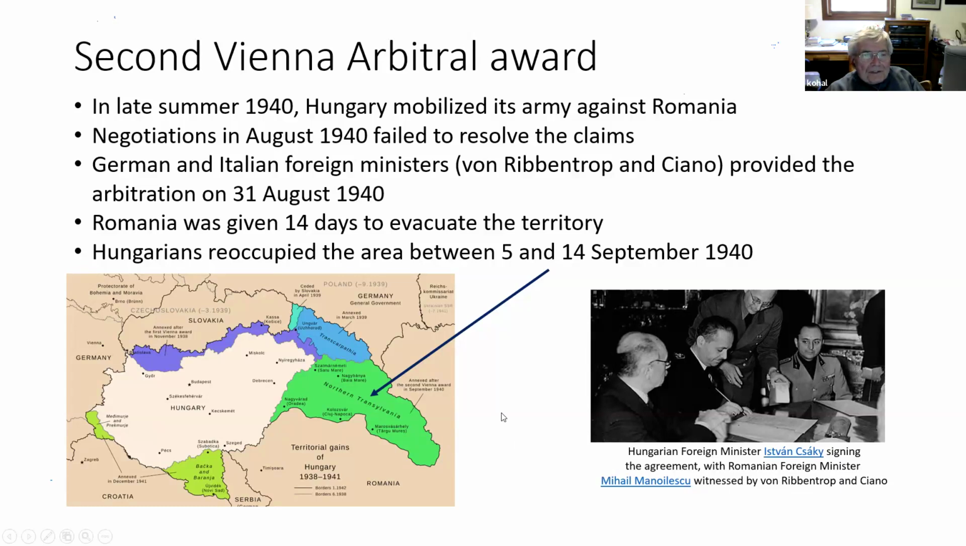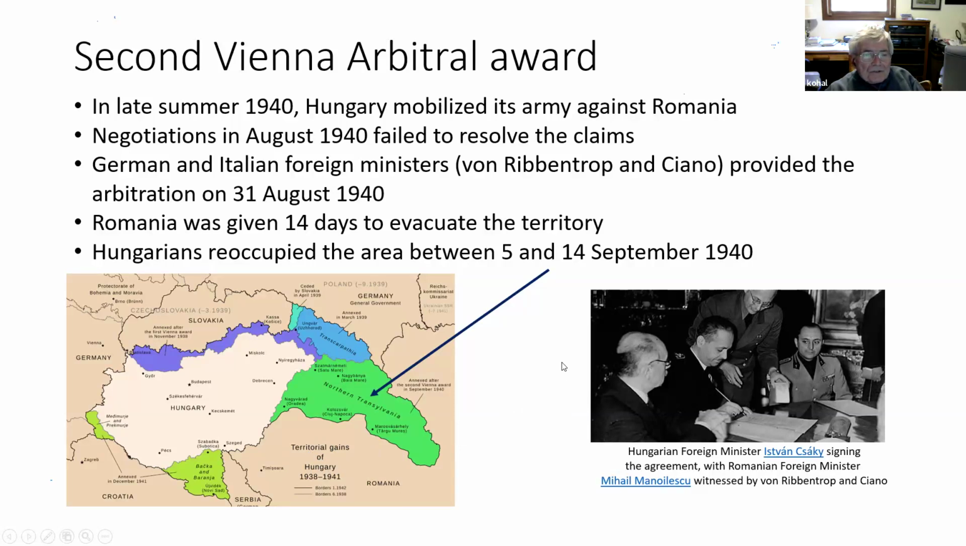And the area had a large percentage Hungarian population, but at the same time it still had a large percentage of Romanians. The Hungarians that were left in the southern part of Transylvania were less numerous, so that's why the arbitrators felt that the right thing to do was to return northern Transylvania to Hungary.